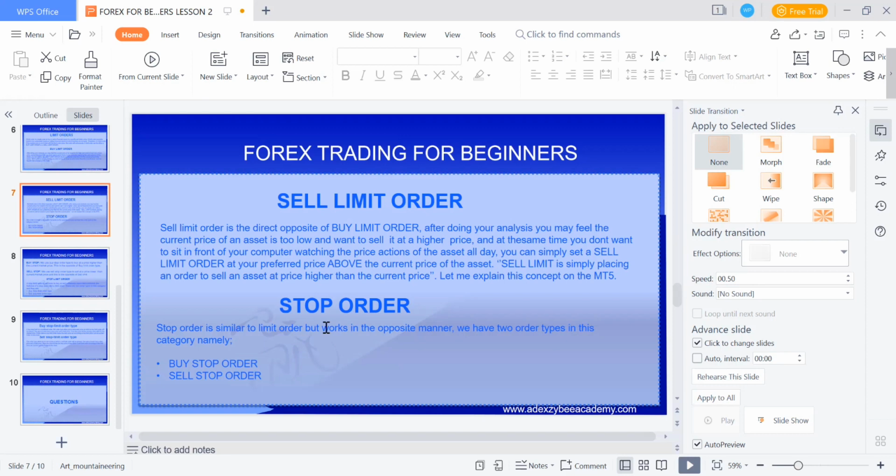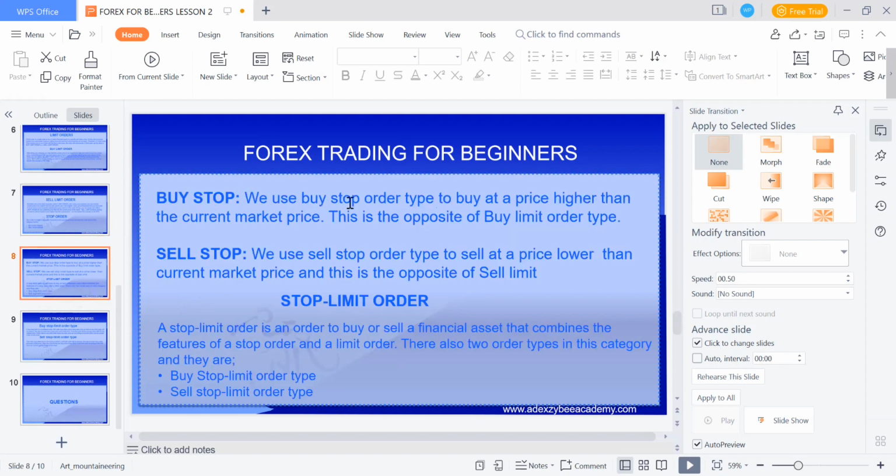So you want the condition to be fulfilled before you place the order, but you don't want to sit in front of your PC watching it. You can just set it there like that. Let's look at what I have here. Buy stop: use the buy stop order type to buy at a price higher than the current market price. This is the opposite of buy limit. Then we have sell stop: use the sell stop order type to sell at a price lower than the current market price. This is the opposite of sell limit. This is straightforward.